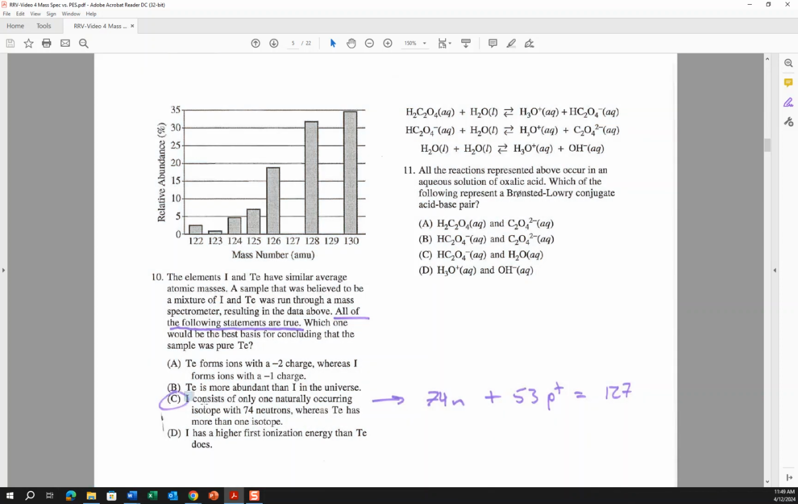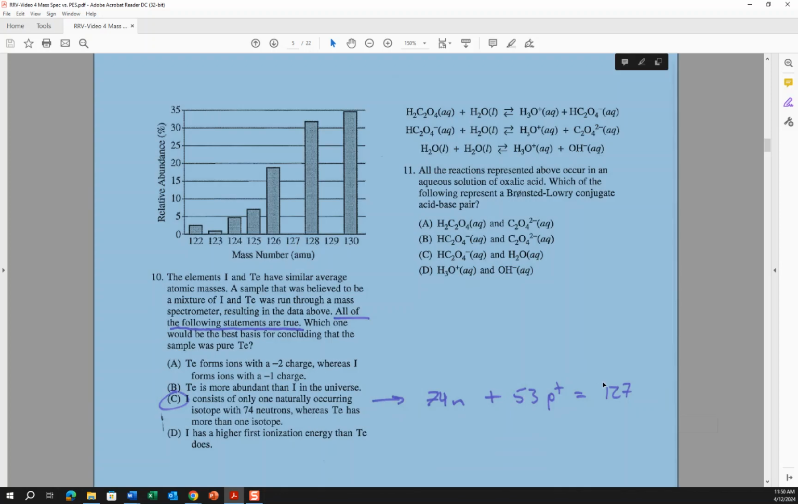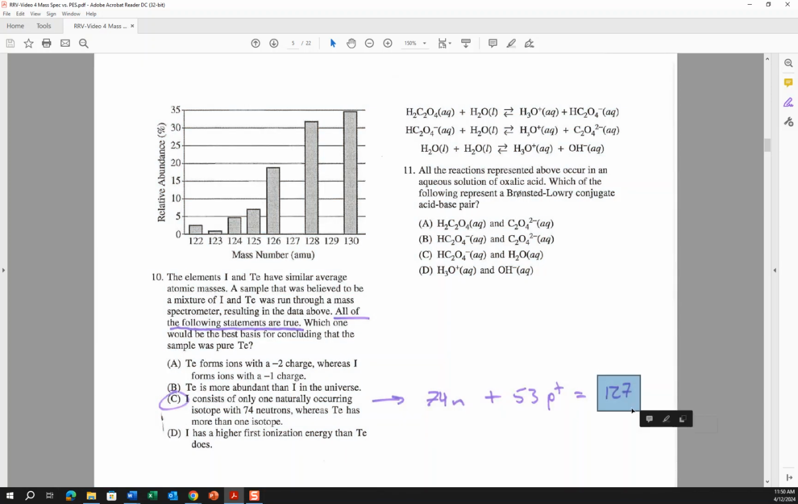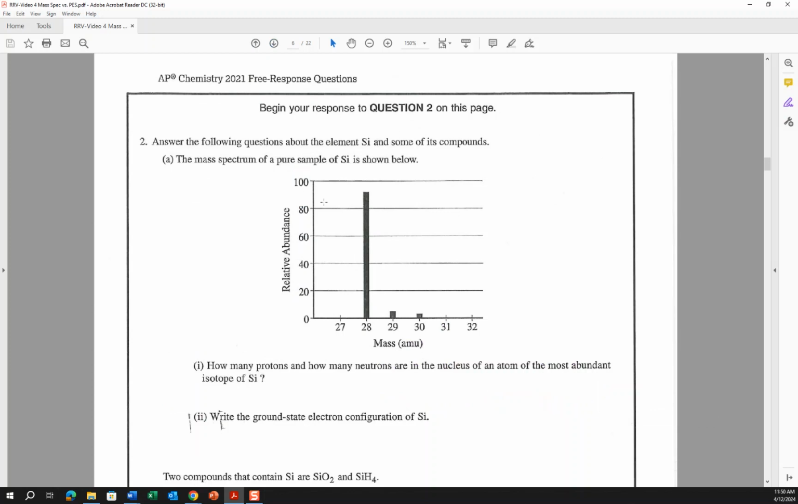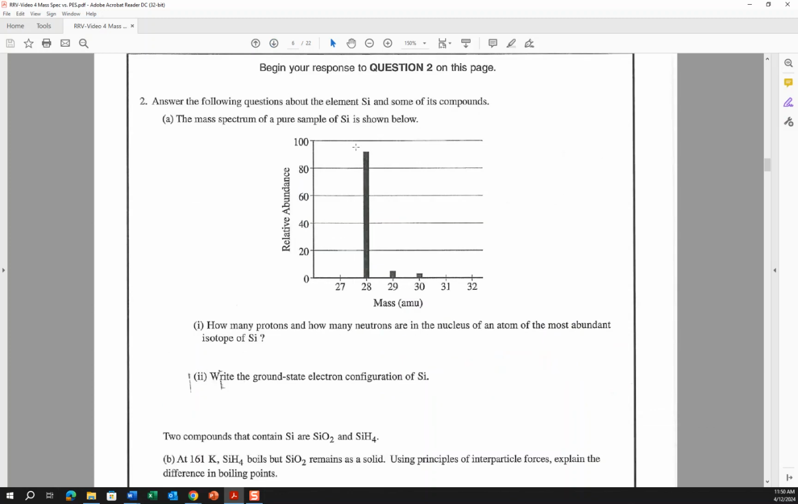And answer C says iodine consists of only one naturally occurring isotope with 74 neutrons. Well, if that's the case, then it's one naturally occurring isotope, since iodine has 53 protons, it would be 127. And since we didn't get a peak at 127, that means there must be no iodine in this sample, and it's only beryllium, okay?